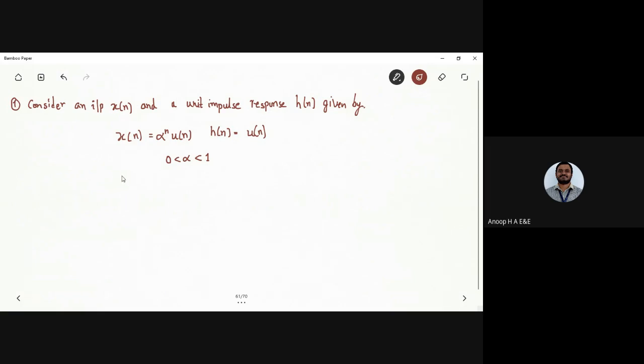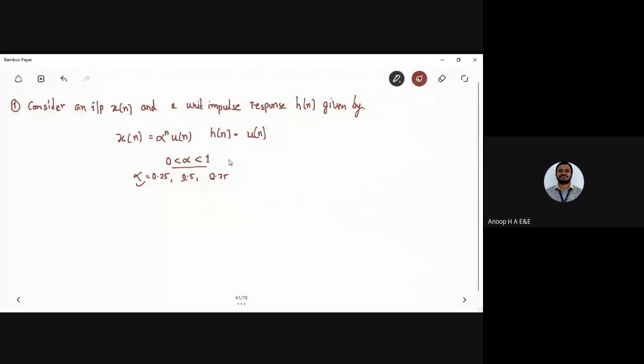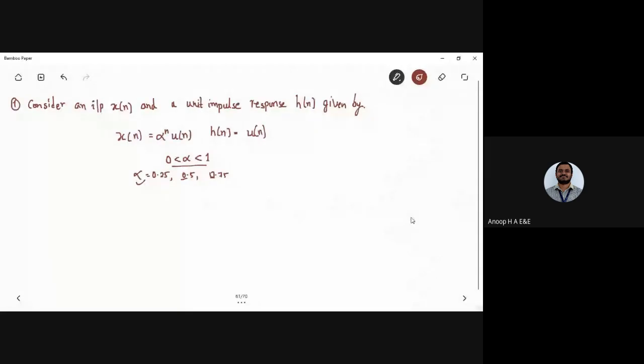So alpha takes a value from 0 to 1. Alpha might be 0.25, 0.5, 0.75, and so on. Alpha is greater than 0 and less than 1. These are the typical values we will be covering.